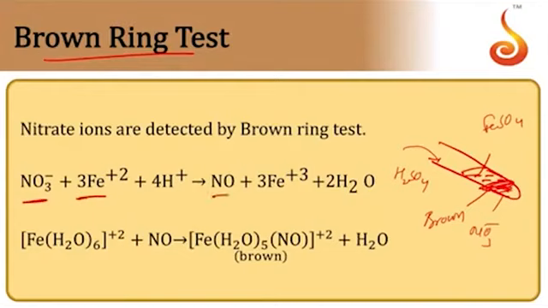The nitrate gets reduced to NO, and then it forms nitroso-ferrous sulfate. This itself is brown in color. Nitroso-ferrous sulfate is the formula of the complex here. This is brown in color.